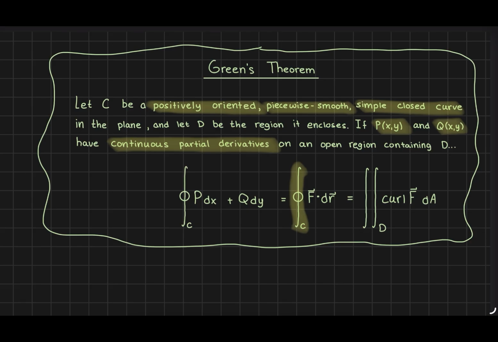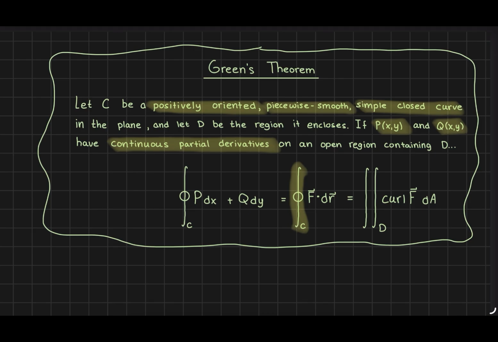And lastly, I want to talk about these continuous partial derivatives. Essentially, similar to being piecewise smooth, there's not going to be any sudden jumps or breaks in the slopes, meaning it is a continuous derivative, something that we spoke about in Calculus 1. So let's go ahead and break this down a little bit.